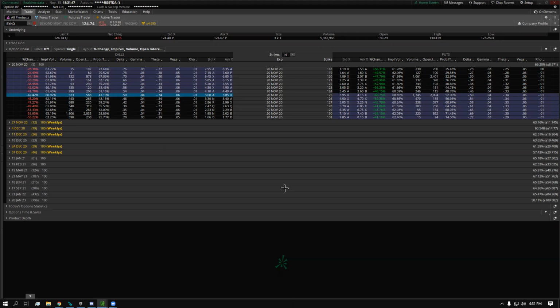So if BYND gapped up $1 tomorrow, so let's say we open at 125.74 instead of 124.74, then we should have a net gain of $16. Because we have 0.5 delta, which adds $50 to our contract, and then our theta will take away $34 of value. So at the bell, if BYND opens a bit higher, we're going to get $16 per contract. And of course, theta will increase every single day because as you get closer to expiration, these contracts will lose value very quickly.